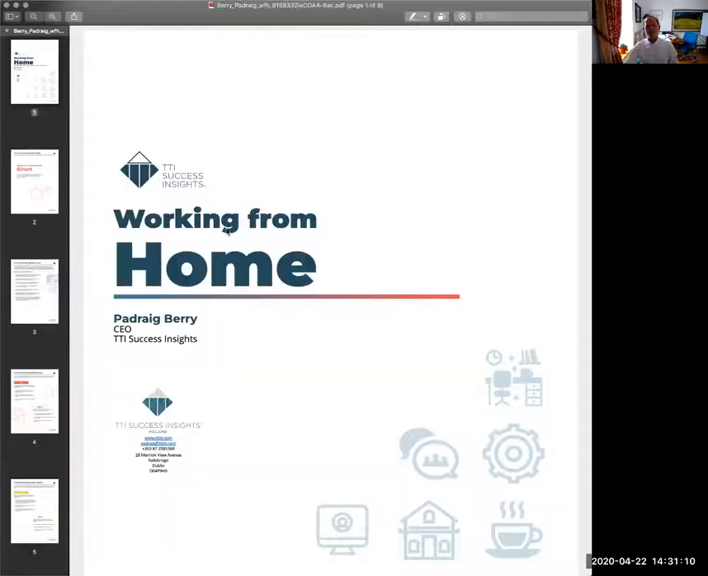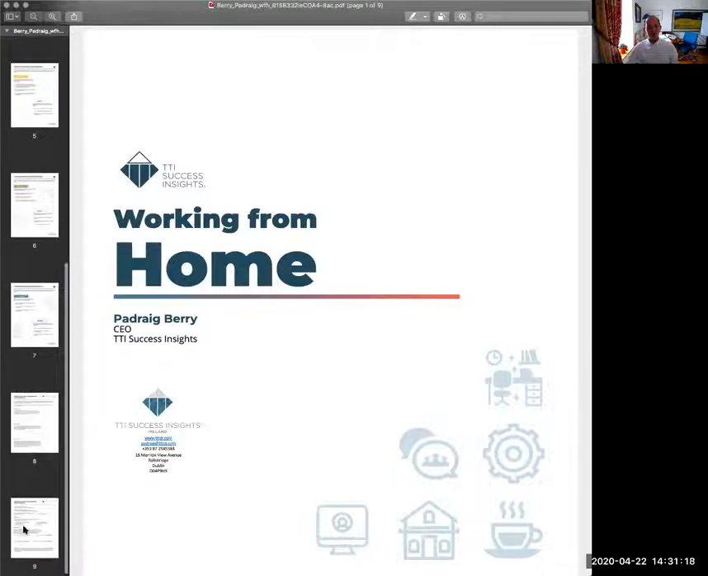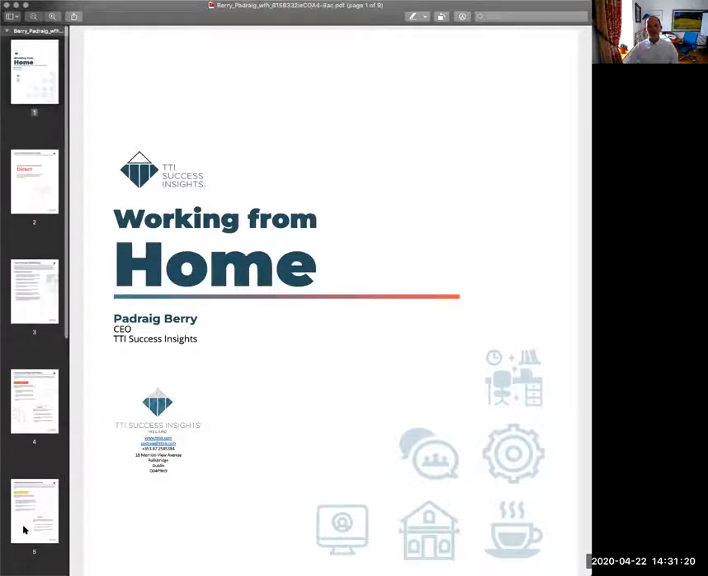So I'm going to start, I'm just going to pop the report up so you can see it. And you see this is the report called Working from Home. As you can see, there are 9 pages in it in total. 7 of those pages are actually the report itself, and 2 of the pages are an action sheet. So before I talk about the actual report, let me explain where it comes from.